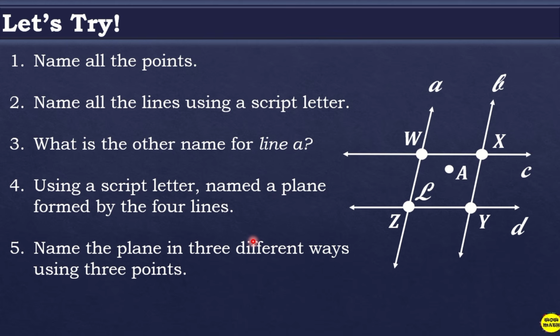So, number 1, name all the points. So, paano, gamitin natin lahat ng concept na diniscuss natin kanina. Name all the points. Pwede mo bang makonsider na point ito? Hindi po. Kasi pag sinabing point, it must be a capital letter. Okay, so the answer is point A, point W, point X, point Y, and point Z. So A, W, X, Y, Z.